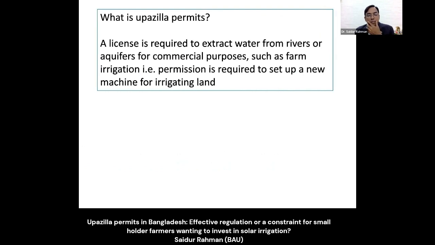So in Bangladesh, we recently use Upazila permits, though it started long before. It has a long history, but a couple of years back, we reintroduced it. We already know a license is required to extract water from rivers or aquifers for commercial purposes. This is actually, in our case, the Upazila permit. Next, please.